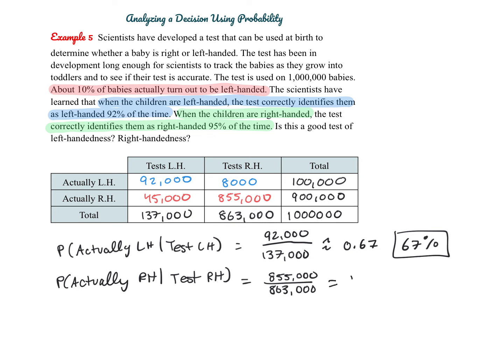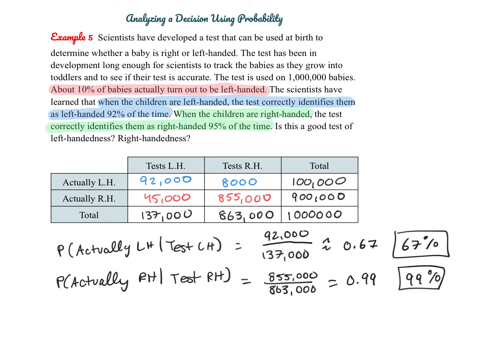If you plug this in, you get about 0.99. So this is 99% accurate. This says if your kid takes a test and it says that they're right-handed, there's a 99% chance that they actually are right-handed. So if you take this test and it says your kid is right-handed, you can probably assume that they're right-handed. But if it says that they're left-handed, I wouldn't take that as a fact. So I think it's a good test for right-handedness, but I would not call it a good test for left-handedness.